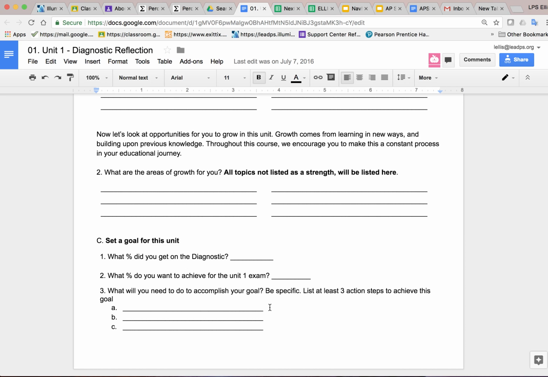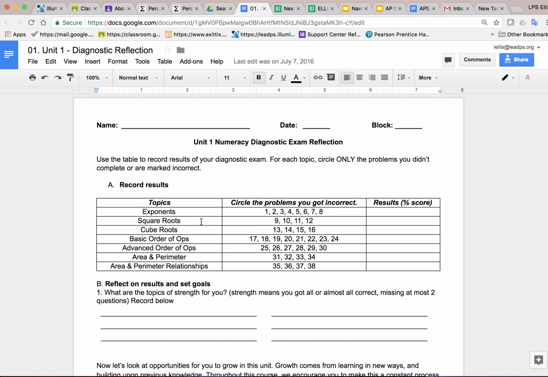And then what do you need to do to accomplish your goals? Do homework, use resources, ask for help. I'm not really sure, but what are the things that you believe that you need to do in order to accomplish your goal? And again, you're going to keep those in mind as we work through this unit. Okay, that is how you do the diagnostic exam reflection. And before every exam, you will be filling this out. You'll be taking the diagnostic and filling out this reflection.